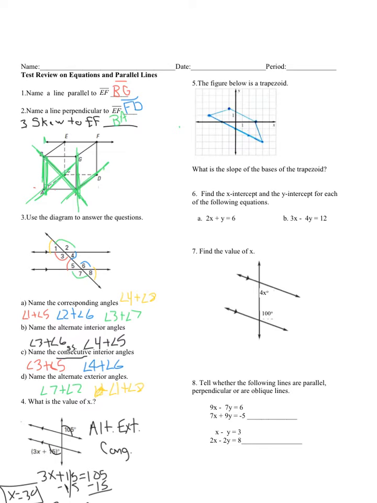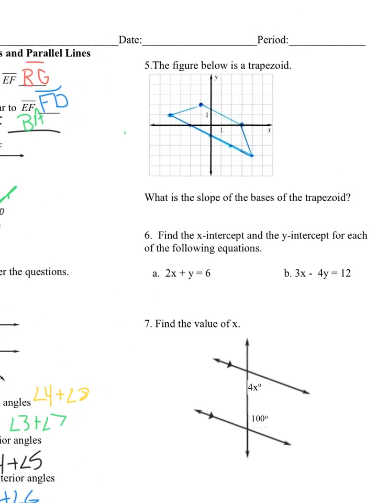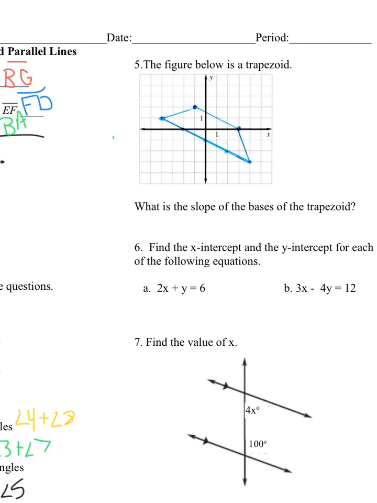Up to number 5. The figure is a trapezoid. What is the slope of the base of the trapezoid? So the bases on a trapezoid, even though we haven't covered these, right, are these two parallel lines here. Now, they are parallel, so they should be the same, but we can try it on both to test it.